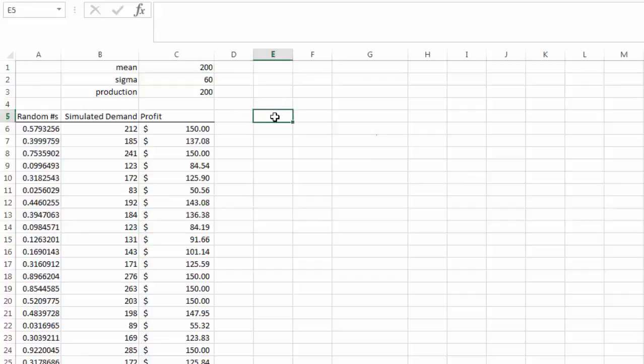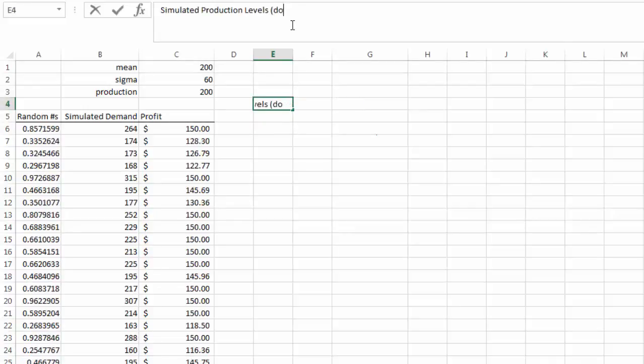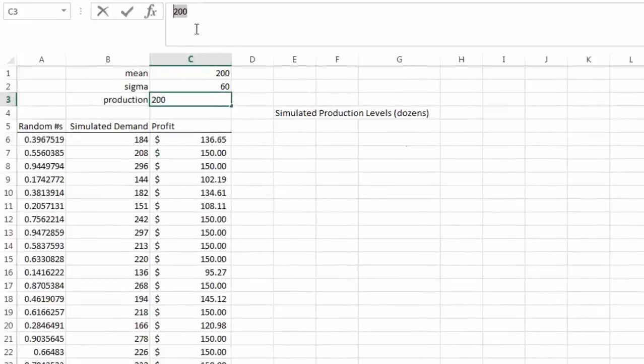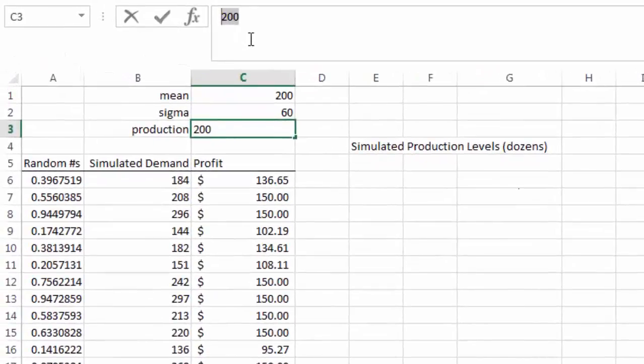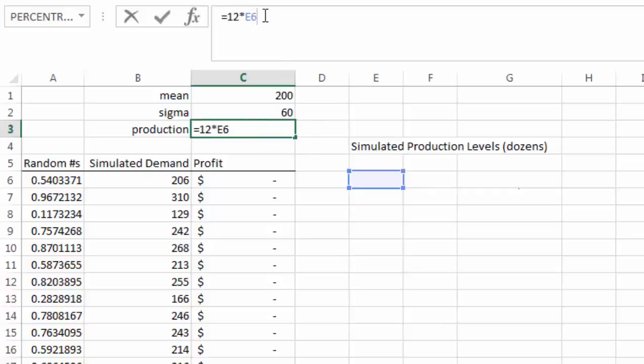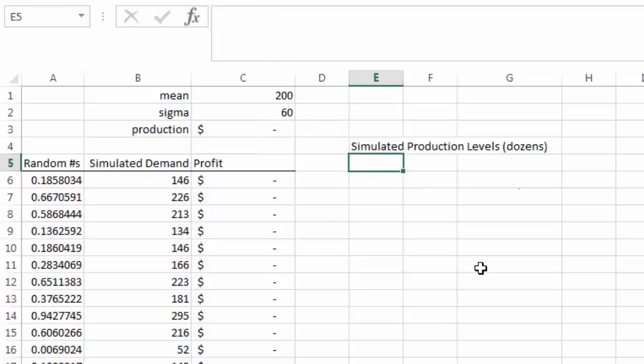So I'm going to say simulated production levels, and to make life a little simpler on me, I'm going to put it in dozens, and instead of 200 now, I'm just going to put equals 12 times cell reference. Okay, and I created a reference value, and let's do E5. I'm going to start putting dozen numbers in there. So 200 divided by 12, 16. Let's start with, say, 14 dozen.